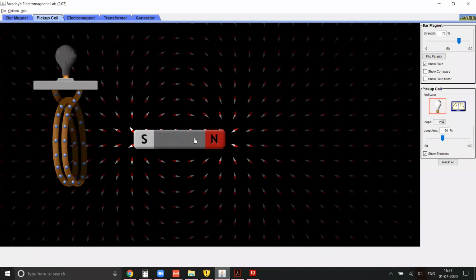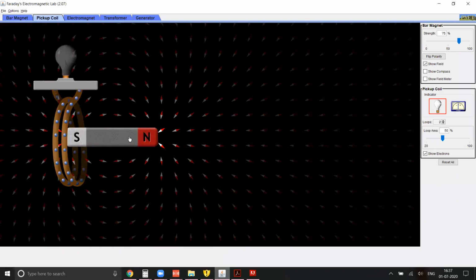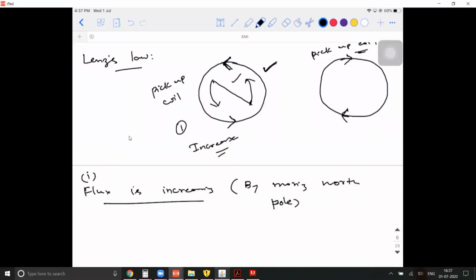Clockwise? Anti-clockwise. Electrons anti-clockwise, so the current will be clockwise. Clockwise current behaves like a South Pole. So to put it in very simple terms, you need not sit and do all this activity every time. I'm just trying to explain what Lenz's law is.